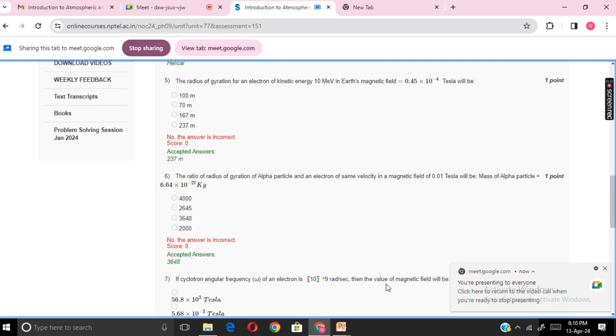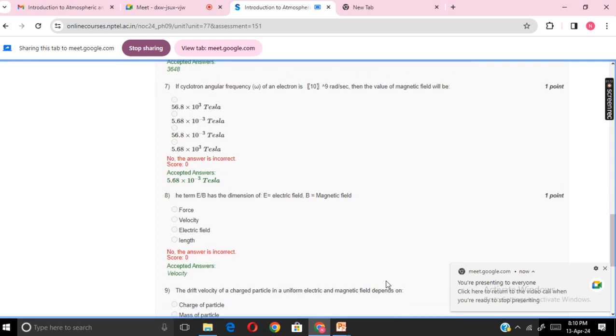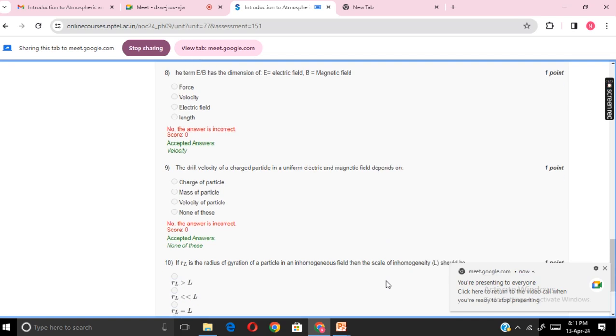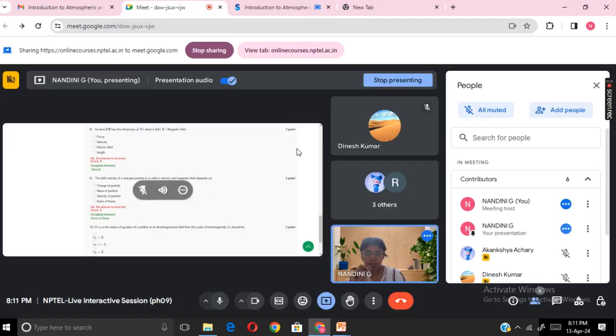The fifth question is a numerical that we will do. Fifth, sixth, and seventh are numericals that we will do in the later section. Now we will finish the conceptual questions. The eighth question is: the term E by B has the dimension of what? What is the dimension of the term E by B?